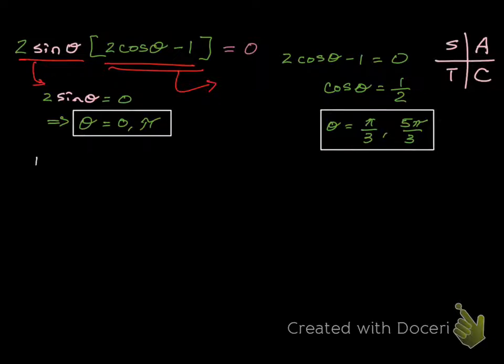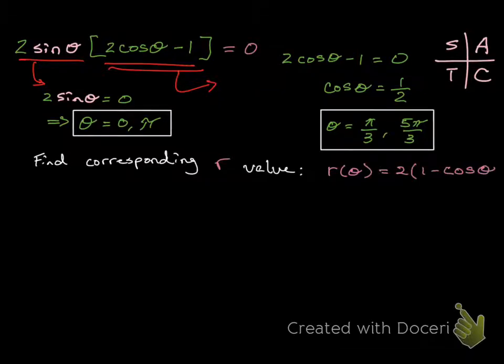What I want to do is find the corresponding r value using my equation. r of theta is 2 times 1 minus cosine theta. So for each of these thetas, I'm going to plug them into r of theta and find r, so I can plot these points and see what they look like on a graph. I can see where these vertical tangent lines are. I'm looking for the polar points here.